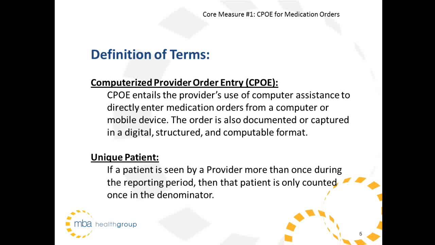There are 2 terms to define within this measure: CPOE and unique patient. CPOE is the abbreviation for computerized provider order entry, which entails the provider's use of computer assistance to directly enter medication orders from a computer or mobile device. This means the order is captured in a digital and structured format into the EHR. The concept of unique patient means that if a patient is seen by a provider more than once during the reporting period, then the patient is only counted once in the denominator.